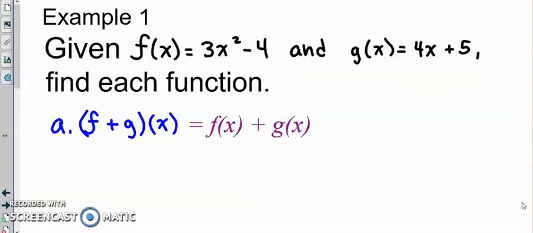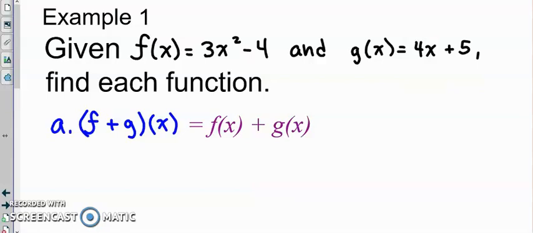All right, so we're given these functions, f of x equals 3x squared minus 4 and g of x equals 4x plus 5. And we're going to find each of the following operations. So starting off with addition, and if you notice there, I put both there. So we have f plus g of x, and then we have f of x plus g of x. Remember, they mean the exact same thing. So make sure you know that they are the same. There's no difference in them.